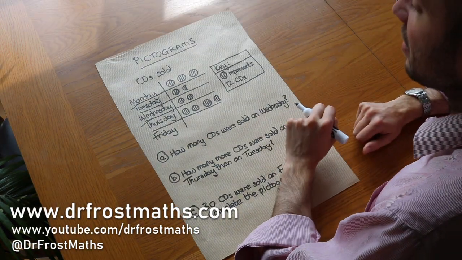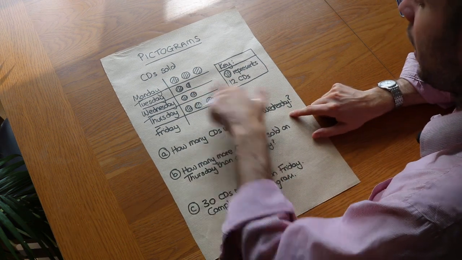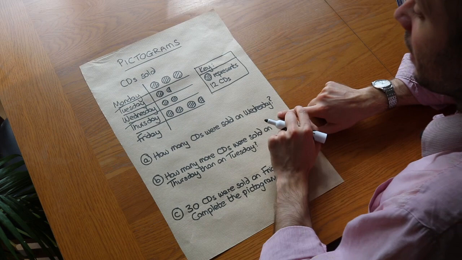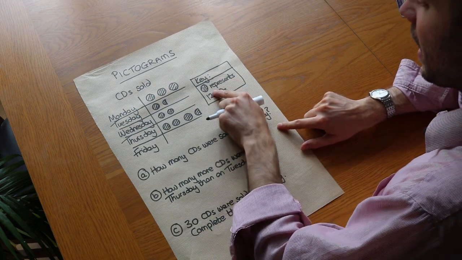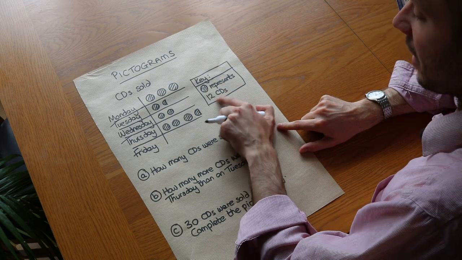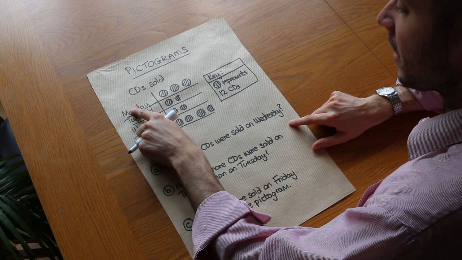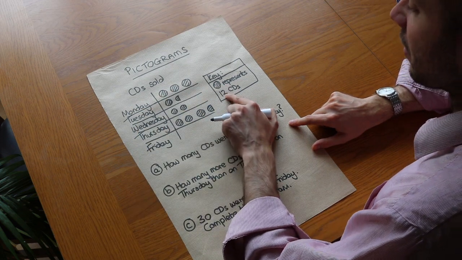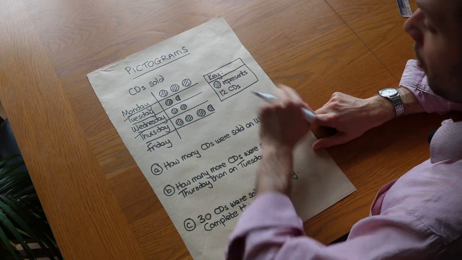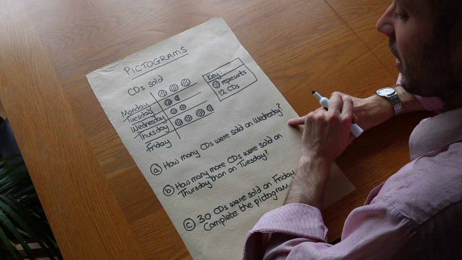Now, a pictogram is a visual way to represent how many things we have in each row. And there's always a key. So in this case we have a pictogram for CDs sold, and we have this key here where each blob represents 12 CDs sold. So for example, if we look at Monday, we've got 3 blobs here and each blob represents 12 CDs. So 3 blobs would represent 3 lots of 12, which is 36 CDs.